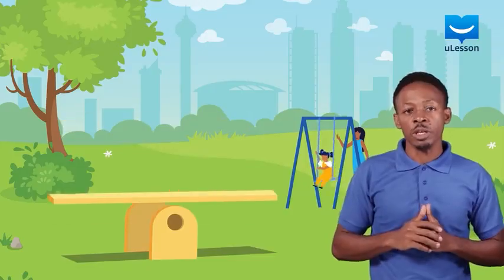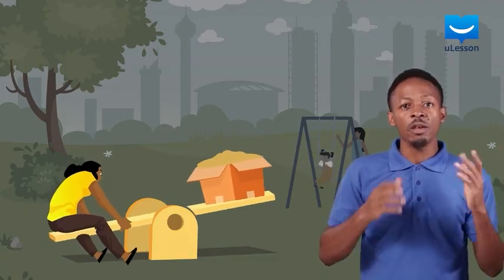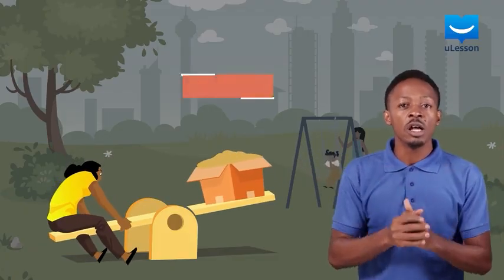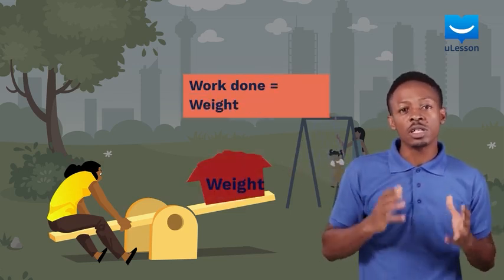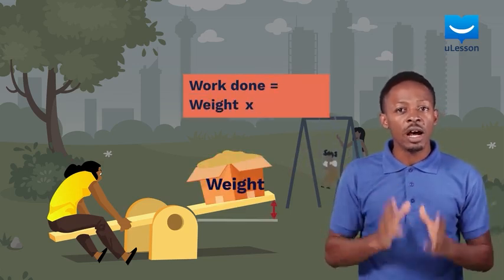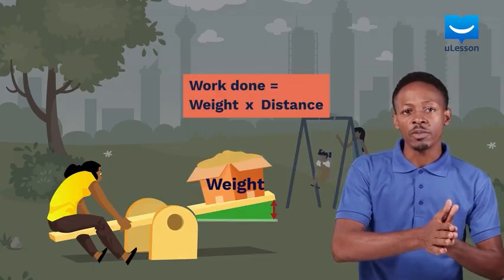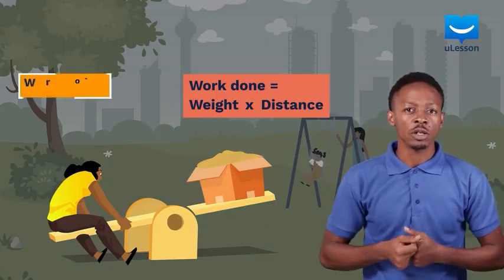So let's use an illustration to further explain what we mean. Assuming a large box is filled with sand and placed at one end of a seesaw, and you sit at the other end of the seesaw, and the end with the box of sand goes up. It means you've done some work, right? And this work done is equal to the weight of the box of sand multiplied by the height it moved up from the ground. But how did you do this work?